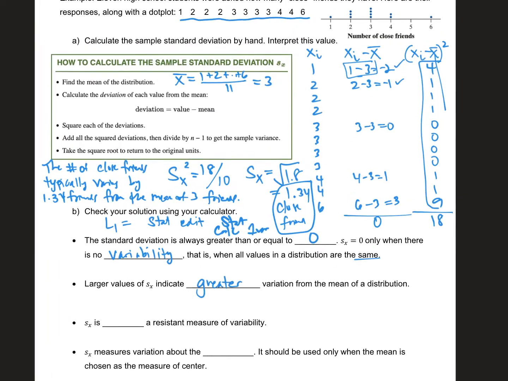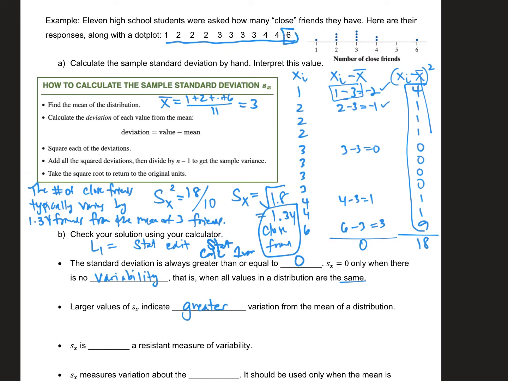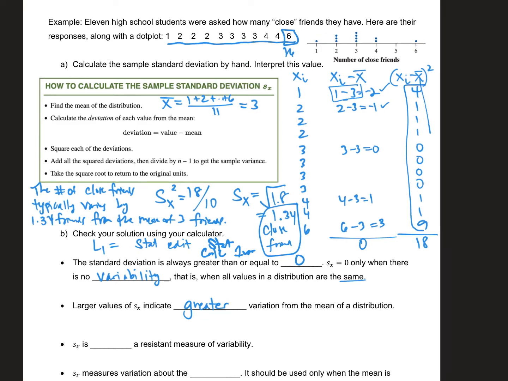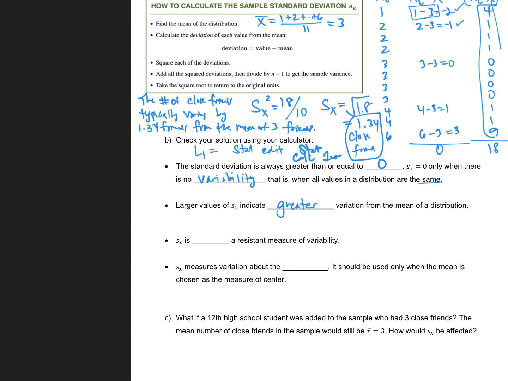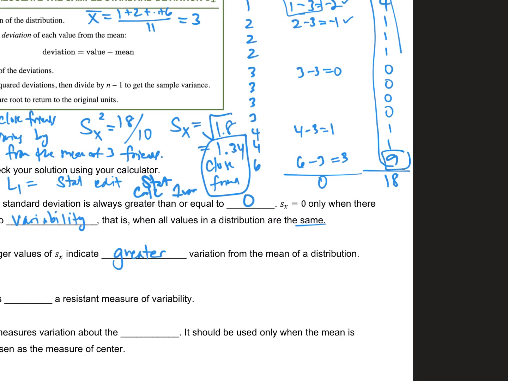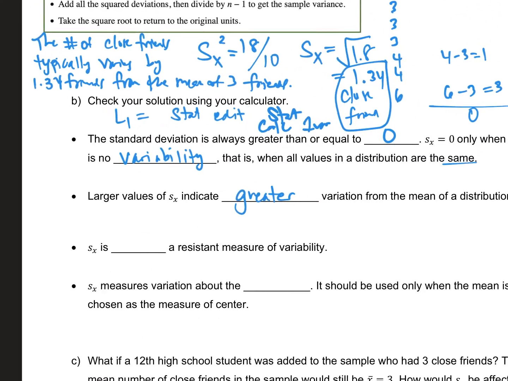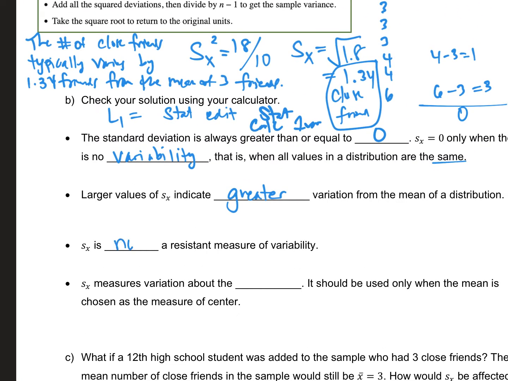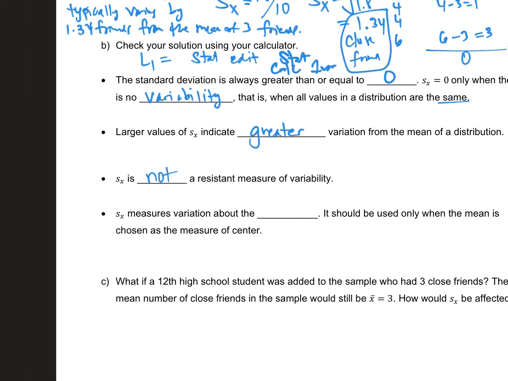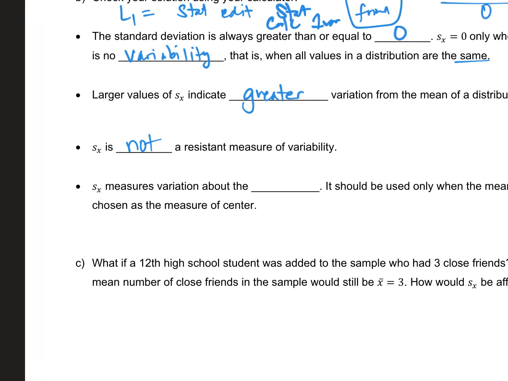And if we were to go up here and let's say this person, instead of 6, she said she had 16 close friends. Okay, that's going to change this number over here by a lot, which changes everything by a lot. And so the standard deviation of a sample is not a resistant measure of variability.